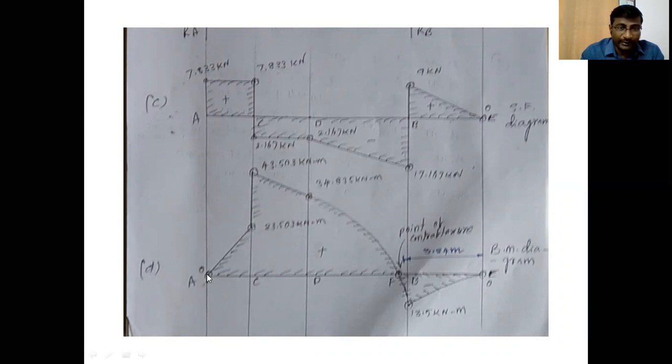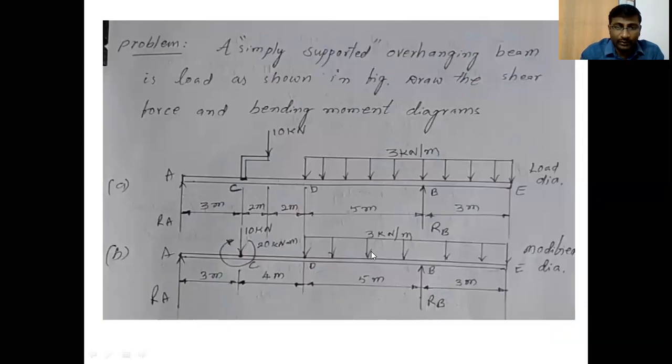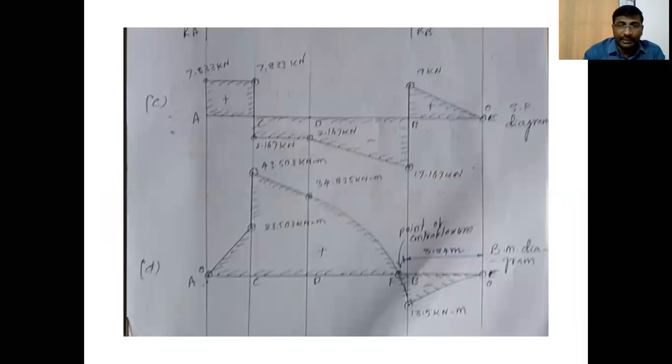Then finally the bending moment at point A is 0. So these points must be joined with certain curves or lines. How do we know the curves or lines? By looking at the load, a UDL is acting between D and E. So due to the UDL, the bending moment diagram from D to E is a parabolic curve. Clear, students? It is a parabolic curve.